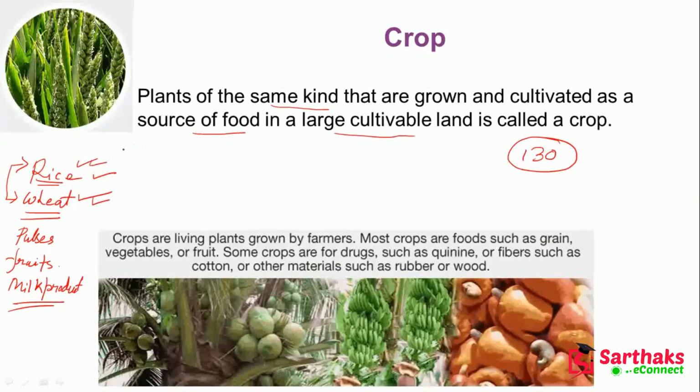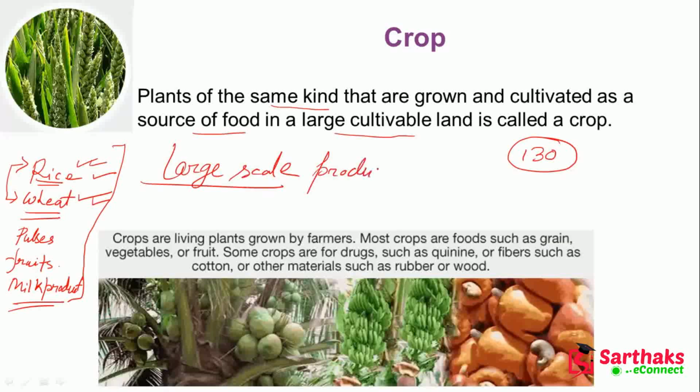That means it is not only the basic requirement; we require it for different types of uses. Like fruits, you require fruit juice, and some jellies also. Milk products, we make curd and paneer. So if we require rice, wheat, pulses, fruits, milk products, all these things, we have to produce or cultivate in a large scale.